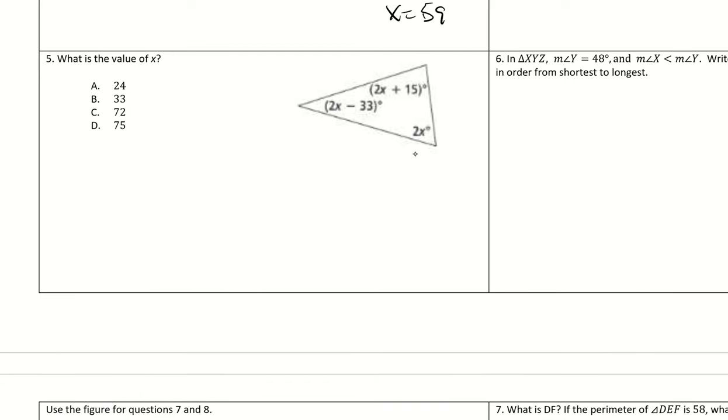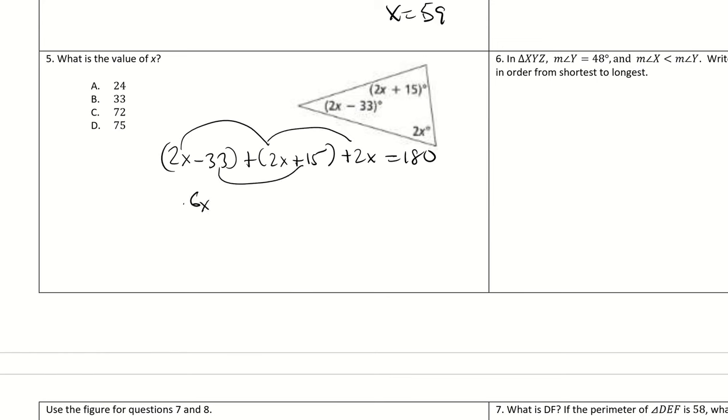Number five, what is the value of x? Again, the same idea, triangle angle sum theorem, these should add to 180. So add these three angles together. We got 2x plus 2x, that's 4x. And then I forgot to add this and this, so that's going to be 6x. Then we'll have to add these together, so that's negative 33 plus 15. Just combine them. That's negative 18 equals 180. Then we'll add 18 to both sides. It's 198 divided by 6.